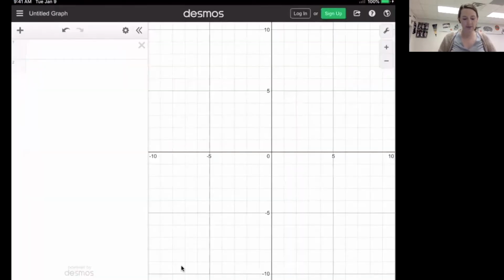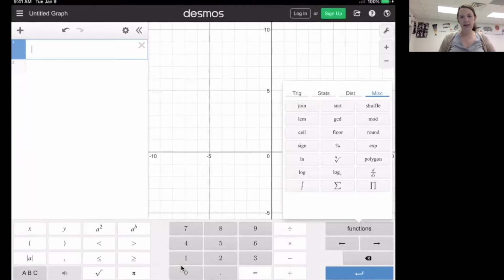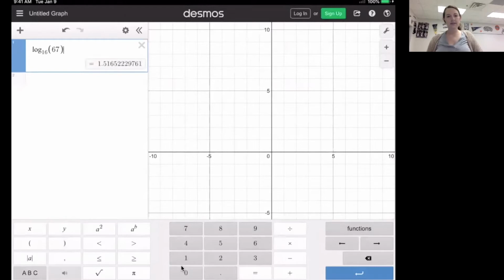So I have Desmos open right here. If you click on the functions button in the bottom right, and you click on miscellaneous at the top, in the next to the bottom row, in the middle, you see log base A. If you just use the one on the left that says log, that's automatically base 10 and you can't change it. So if you use log base A, it's going to give you that little subscript where you can type 16. And then we want to arrow over to our parentheses and type a 67. So log base 16 of 67.